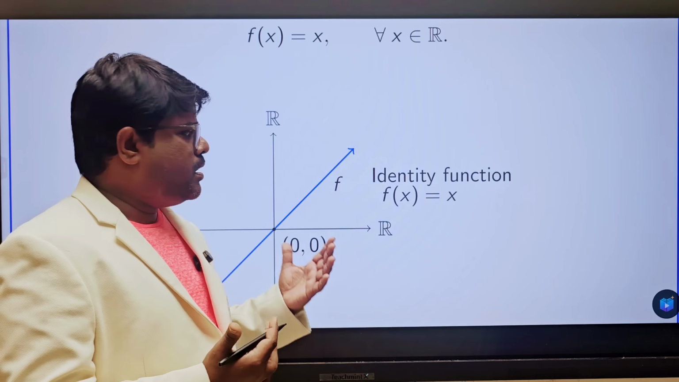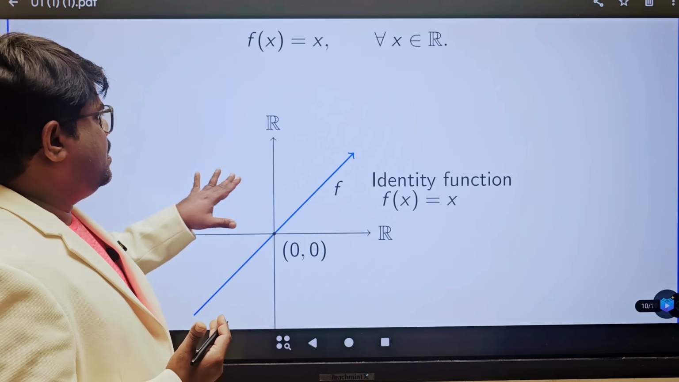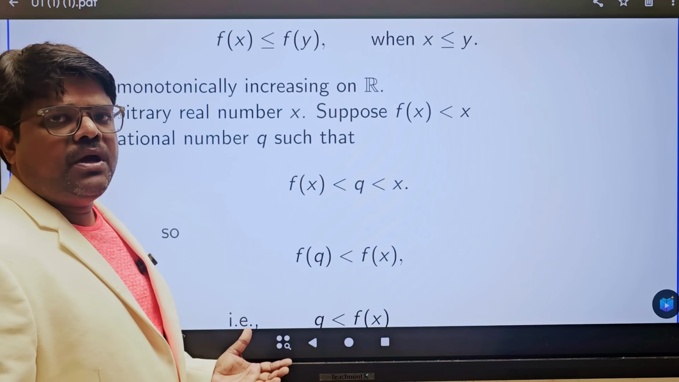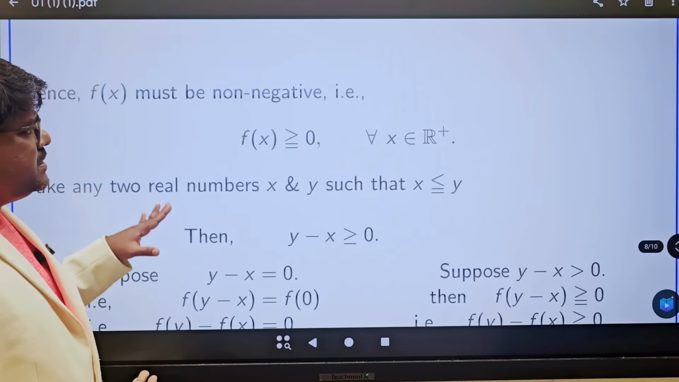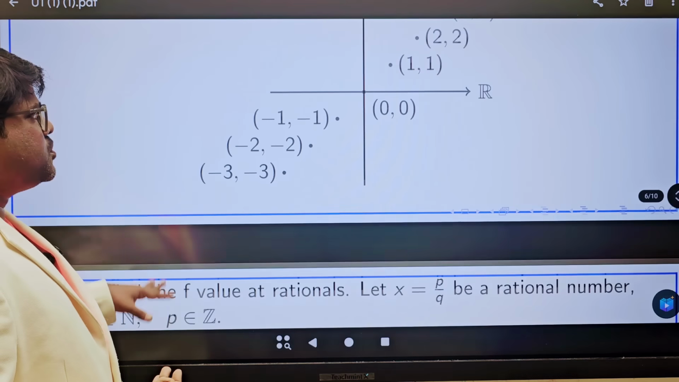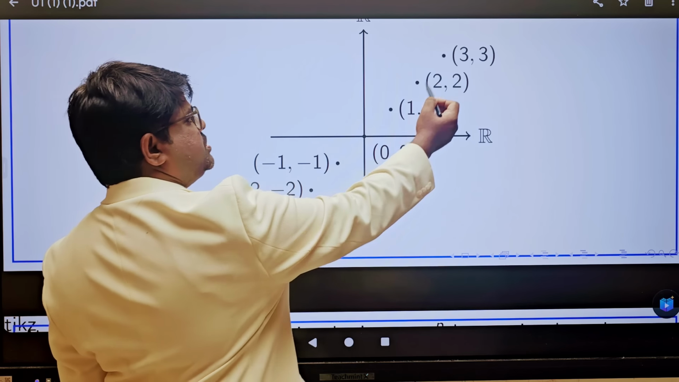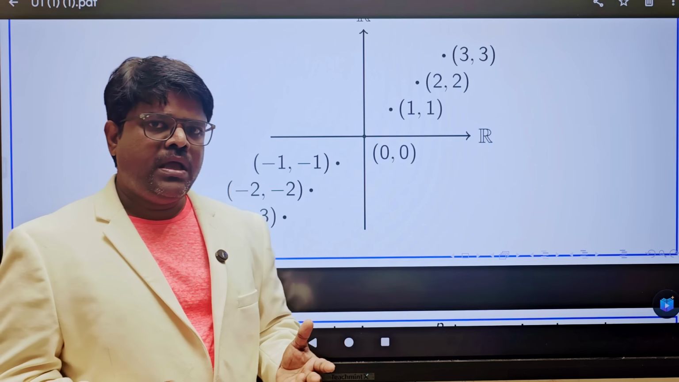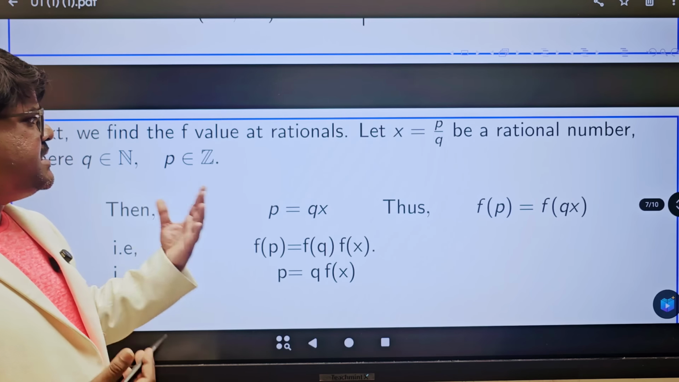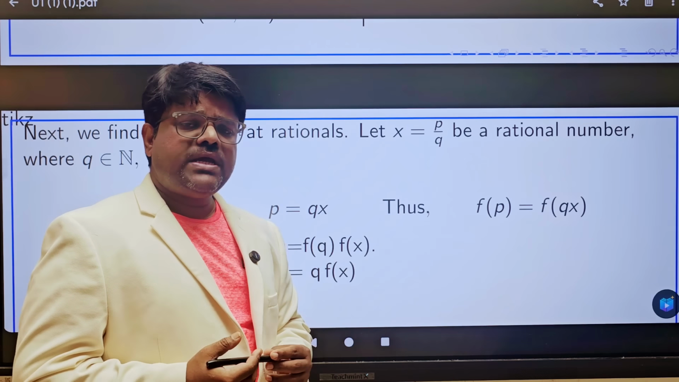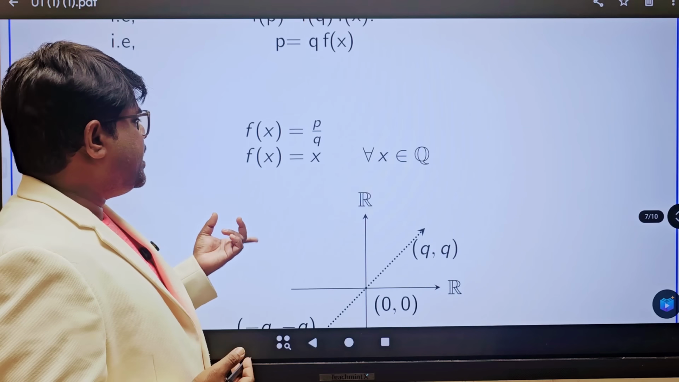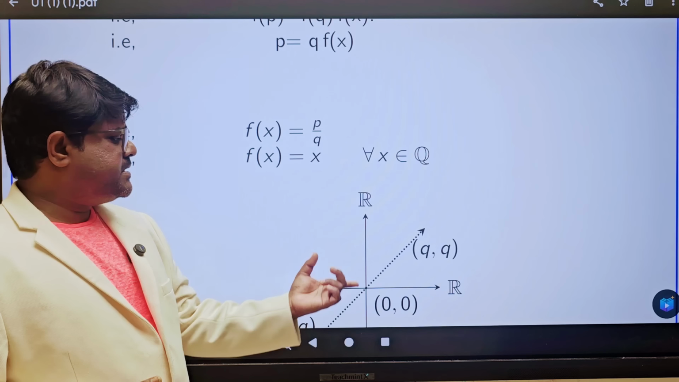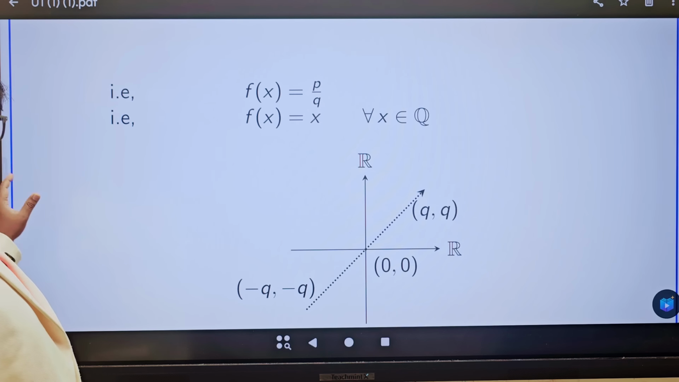After that, we studied what happens if it is a rational number. After that, the real number. You can see here the steps and the shortcut process. This is for positive integers, this is for negative integers. Again there is a gap, and we don't know what kind of function it is. After that, we analyzed the function at x equals p by q. Then we came to know that f of x equals x, where x is a rational number. After knowing that, we got this type of graph.